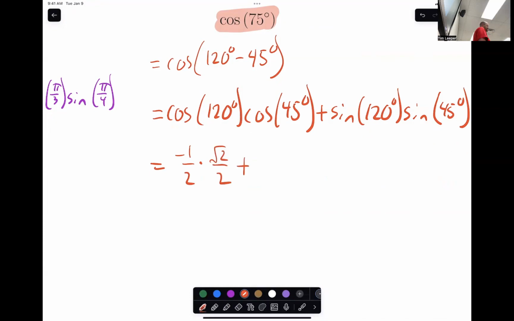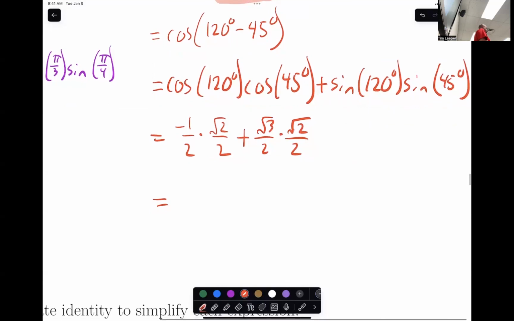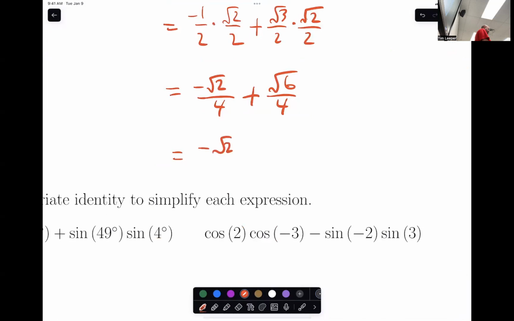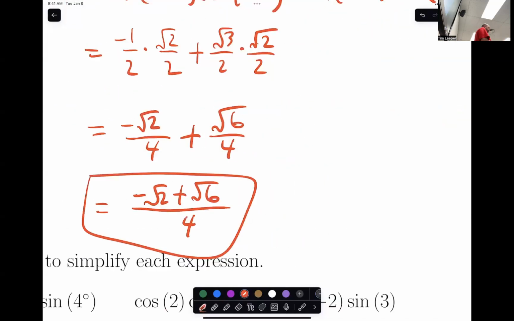And then plus over here, sine of 120 degrees. What's that? Square root of 3 over 2. Times the sine of 45 degrees, that is square root of 2 over 2. Good. Now notice that negative 1 times square root of 2 is negative square root of 2 over 4, plus square root of 3 times square root of 2 is square root of 6 over 4. That combines to negative square root of 2 plus the square root of 6 all over 4. Now, if you don't like it written that way, that's fine. You could have also written it as the square root of 6 minus the square root of 2 all over 4. That would have been fine as well.